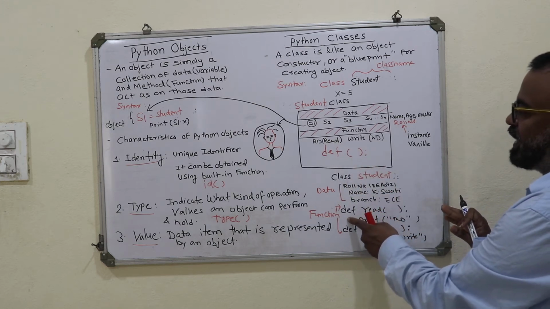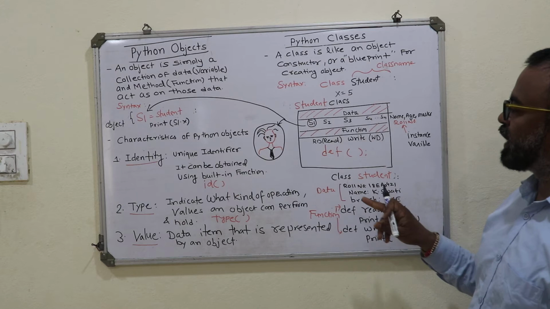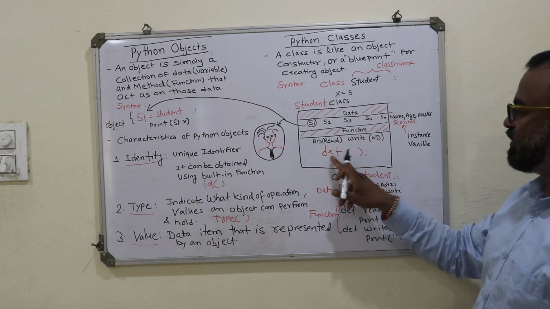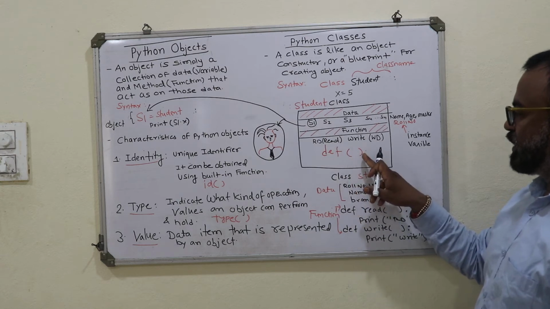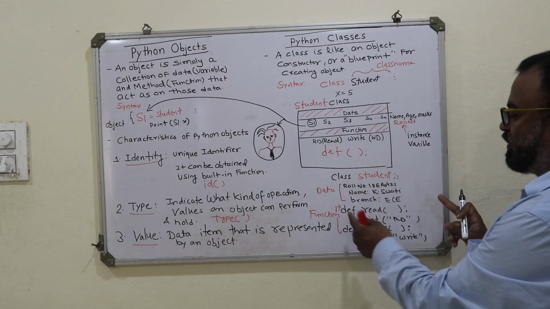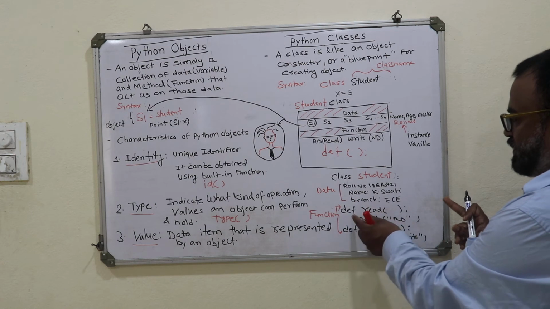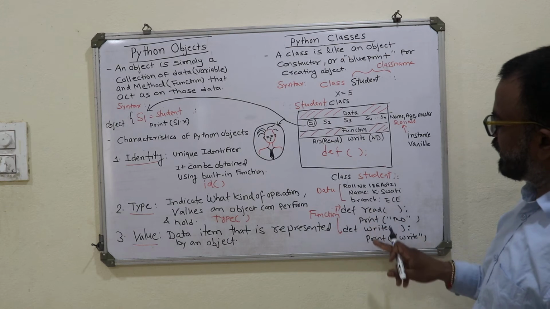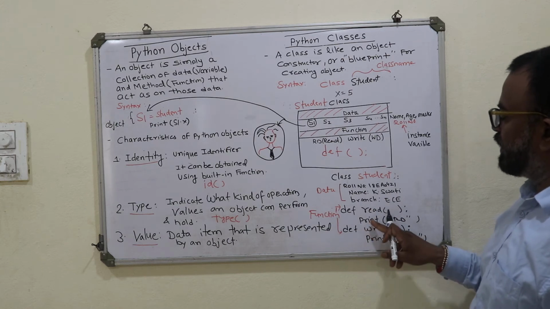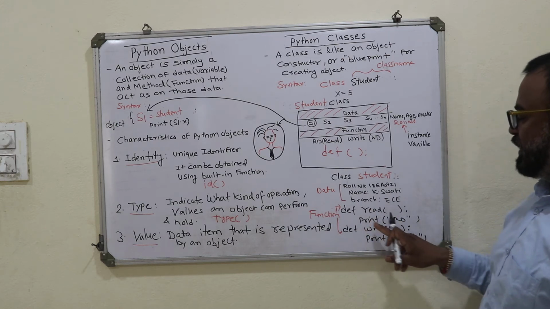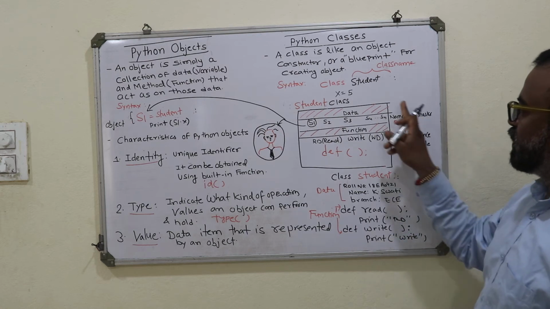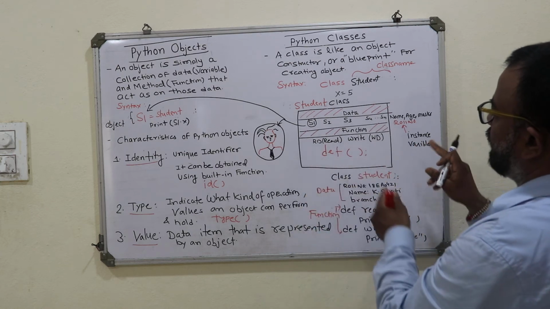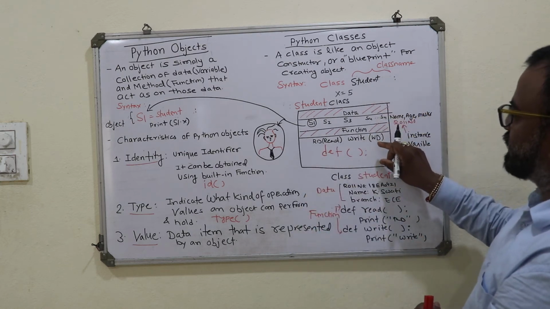For defining any function in a Python program, we use def. We use def for defining your functions. So here we are performing the read function and write function, and here we are just printing the value of read and write. So this is my class, and in this class we have data as well as functions.